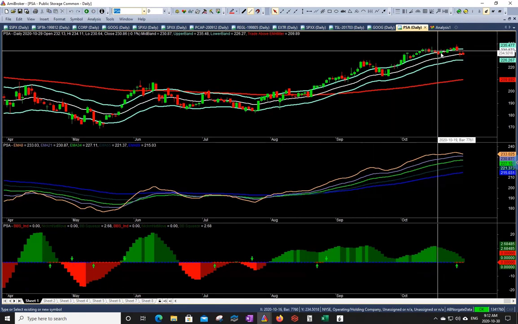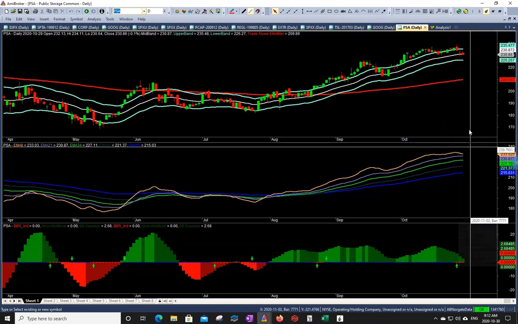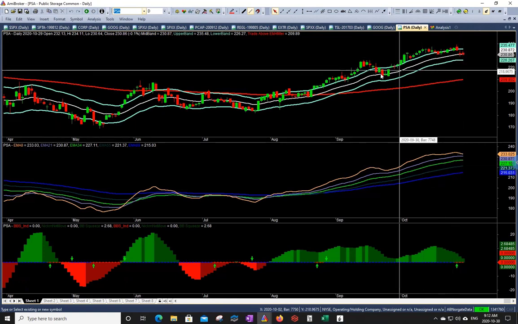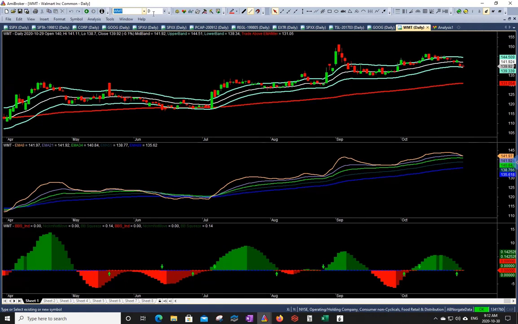So this stock here, PSA, is in the same scenario where you've got the setup. I think we entered this on maybe Wednesday or yesterday when the conditions were right, and you can see it's been holding up quite well. And a lot of the other stocks will be doing the same. So let's just look at WMT, same idea. So that's essentially how the strategy works.